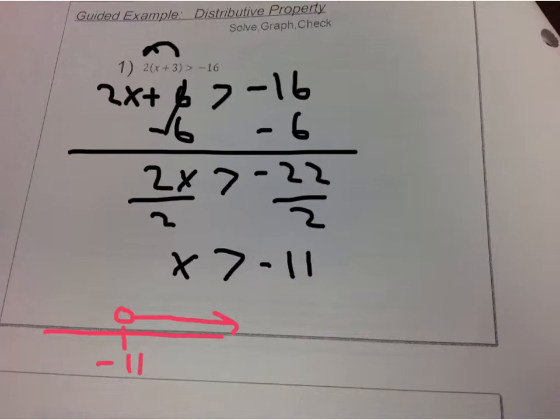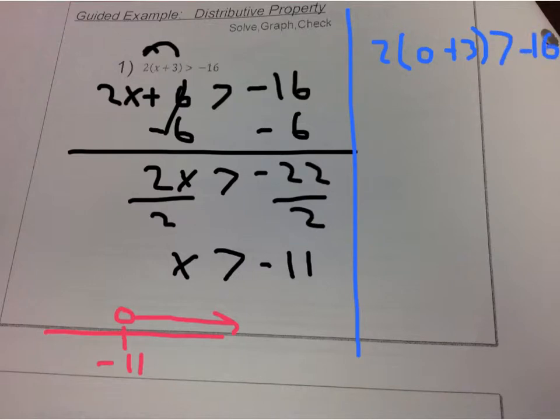And then to check, let's do that over here. So to check, I'm just going to plug in any number that is greater than negative 11. I really like to use 0 if it's not always possible, but if I can use it, I want to, because it makes the problem easier. So instead of x, I'm going to rewrite it, but put in 0. So 2 times 0 plus 3 should be larger than negative 16. Okay, and 0 plus 3, we can do that right away because it's in our parentheses, so that's 3.